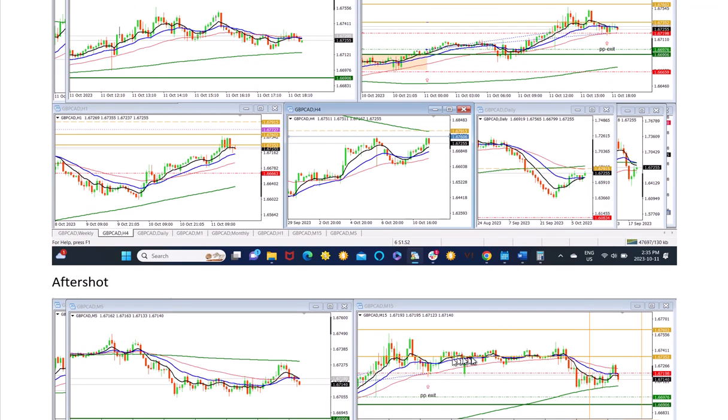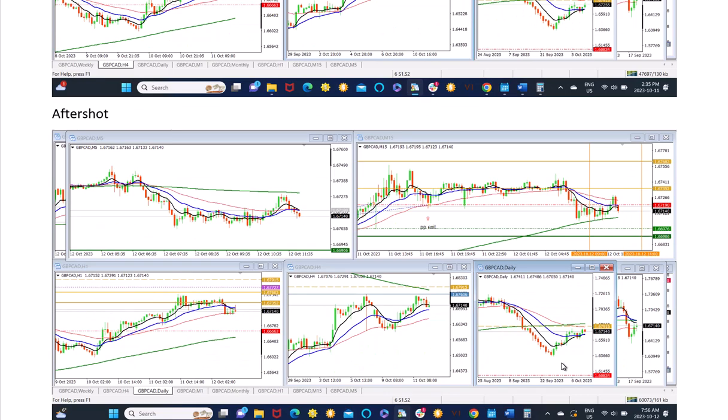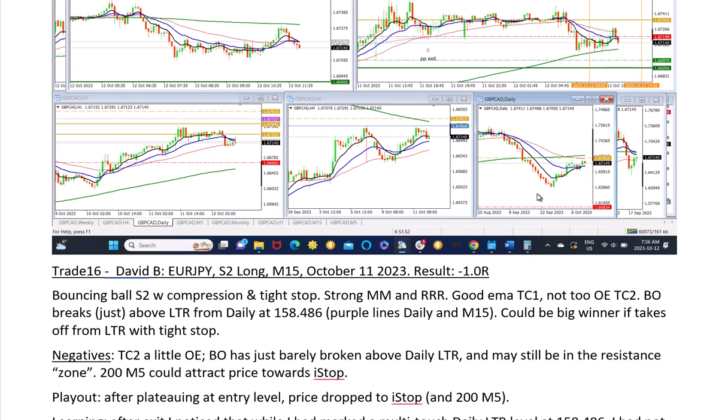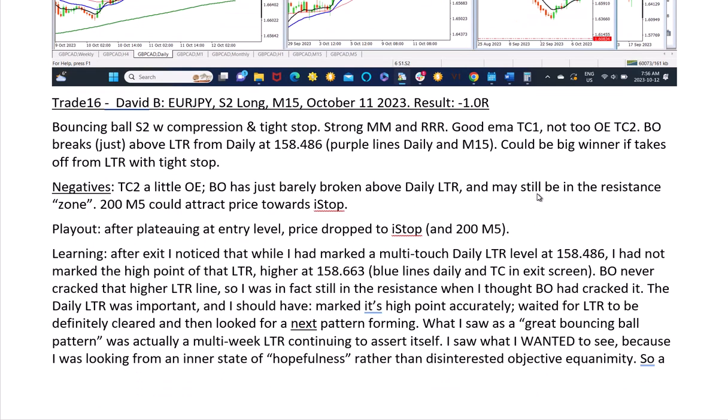It didn't do much anyway here, so when it goes sideways for that long, you can actually move the stop at a higher low, and basically get out. It's kind of an adjusted version of a time stop, right? Just move your stop higher at a higher low and see if it continues higher or if it gets stopped out. So that was a good trade.